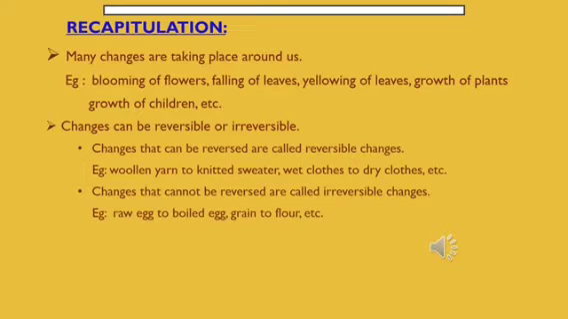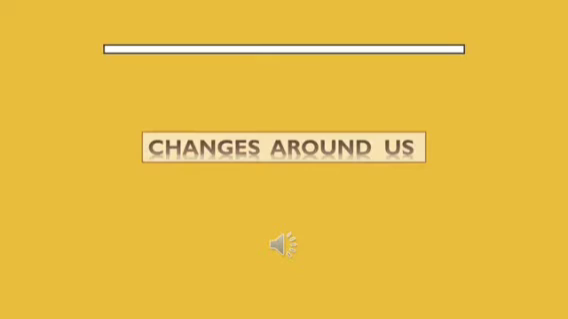Changes that can be reversed are called reversible changes. Example, woolen yarn to knitted sweater, wet clothes to dry clothes. Changes that cannot be reversed are called irreversible changes. Example, raw egg to boiled egg, grain to flour. Now let us continue with our lesson, changes around us.